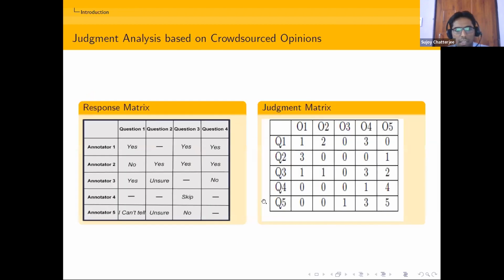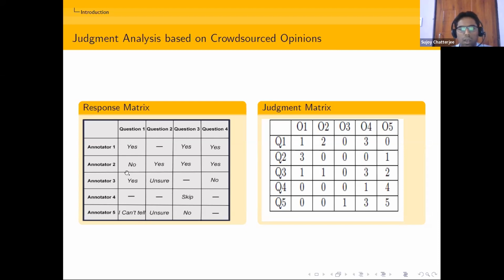Now, what is going on in this response matrix? This is the traditional one where there are some crowd workers, or annotators, we can say, and there are some questions. We have some questions and we want to make the decision based on those questions. So suppose there are some options like yes, no, unsure, I can't tell, skip. These are the different options and these are defined. Now, if I want to find the answer from multiple opinions, I mean from the annotators, then what should be the final answer? So for question one, suppose these are 5 annotators and 4 responses we received. So according to majority voting, yes will be the final answer.